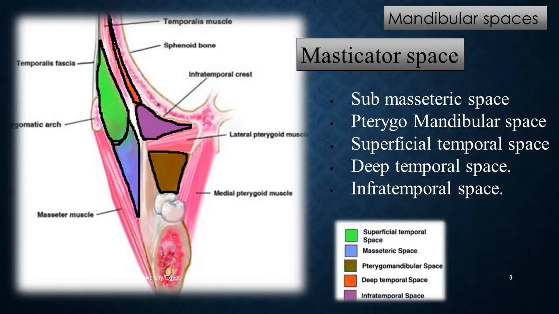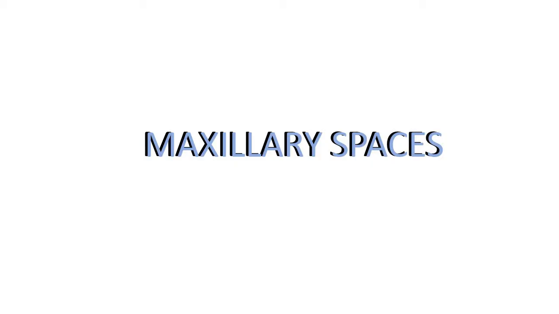Masticator space. The four compartments of the masticator space: temporalis muscle, masseter muscle, lateral pterygoid muscle, medial pterygoid muscle. Masticator space is a collective name for superficial temporal space, deep temporal space, submasseteric space, pterygomandibular space. Masticator space contains the mandibular division of the trigeminal nerve and the internal maxillary artery.